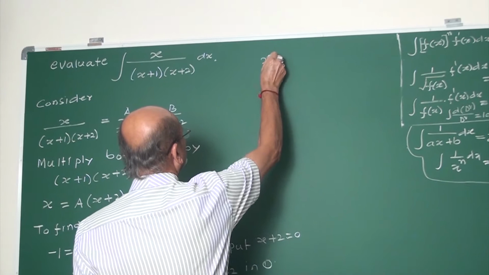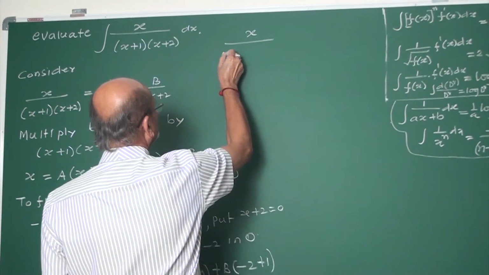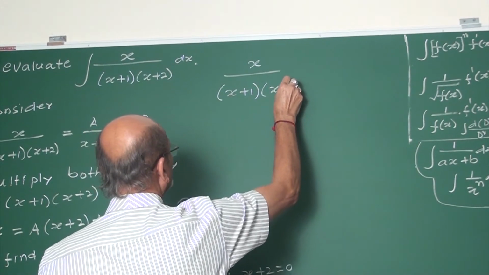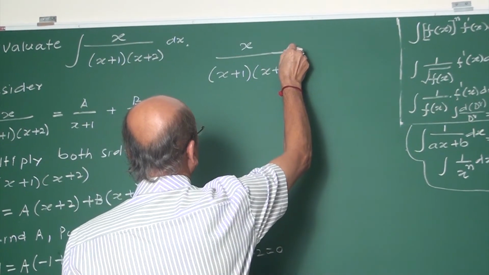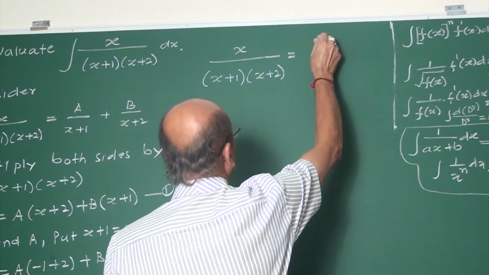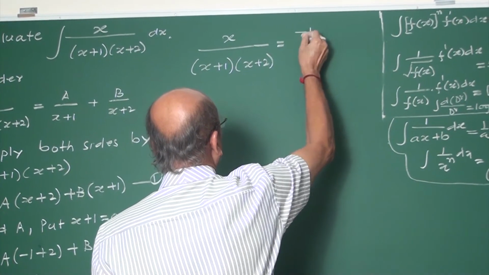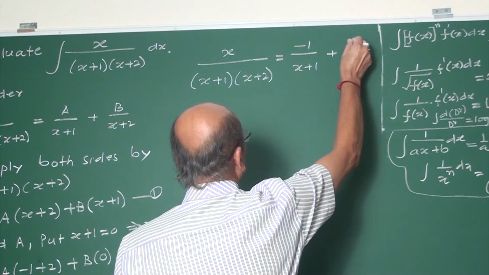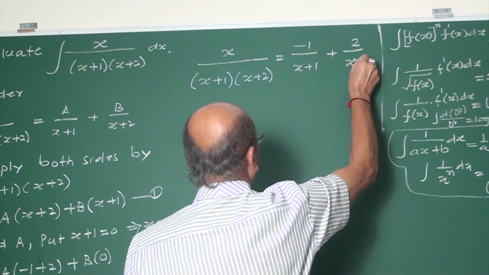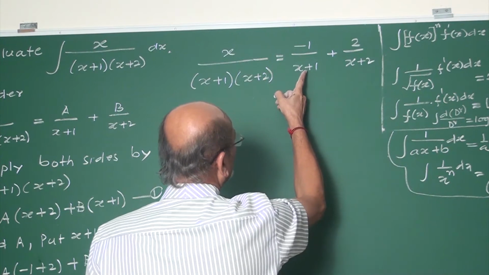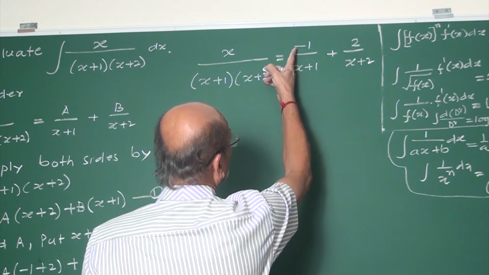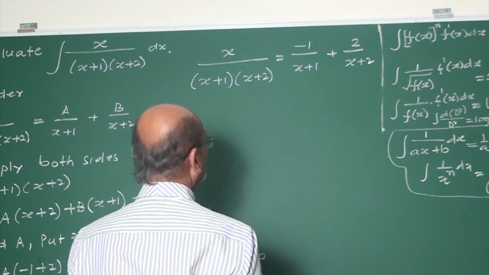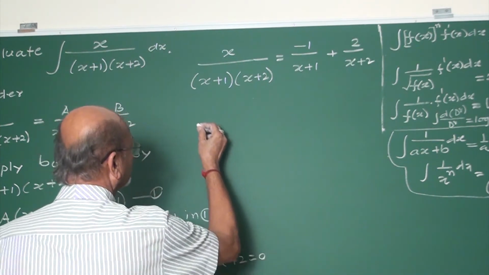Therefore, we get x upon x plus 1 into x plus 2 equal to a upon, what is a? Minus 1 upon the first factor, plus b, what is b? 2 upon the second factor. See, taking that side, this plus 1 becomes minus 1, and this plus 2 becomes minus 2. Yes, you have to integrate both sides.